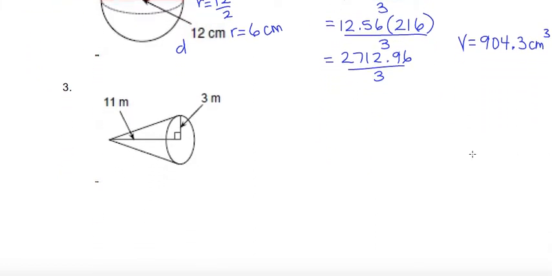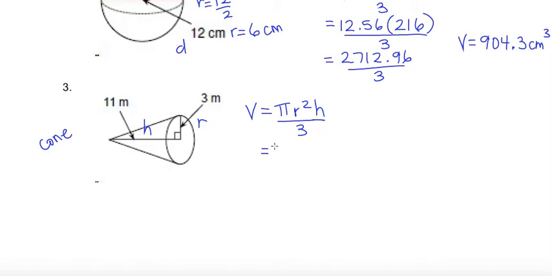The next shape is my cone. My cone has a radius of 3 meters and a vertical height of 11 meters. The volume formula for a cone is pi r squared times h divided by 3.